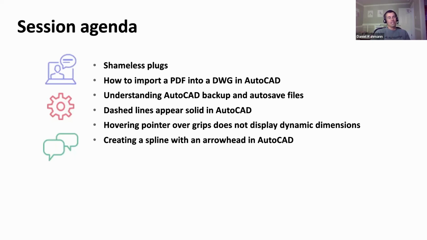And so you can see here, we're going to talk about how to import PDFs into AutoCAD, understanding the drawing save, backup, autosave system, dashed lines appearing as solid and how to deal with that, hovering the pointer over the grips and not being able to get the dynamic dimensions. So a little bit of conversation around dynamic inputs, and then creating a spline with an arrowhead.